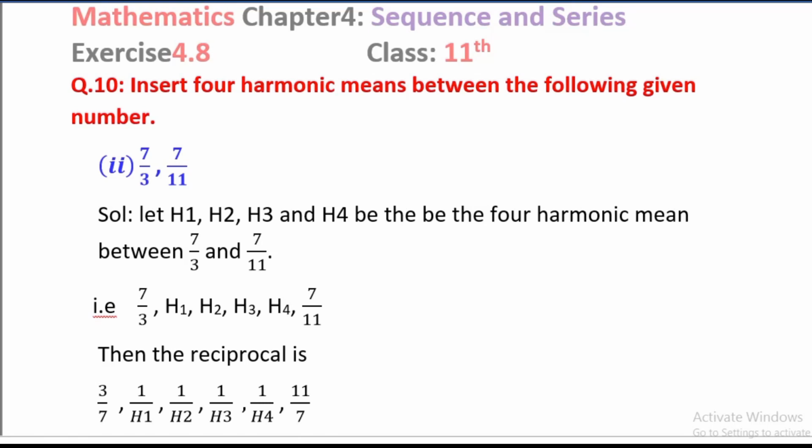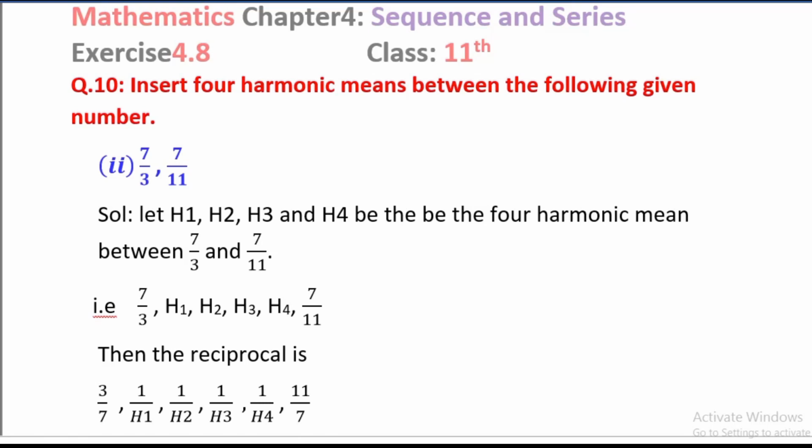That is, first term 7 divided by 3, second term H1, third term H2, fourth term H3 and fifth term H4, sixth term 7 divided by 11.